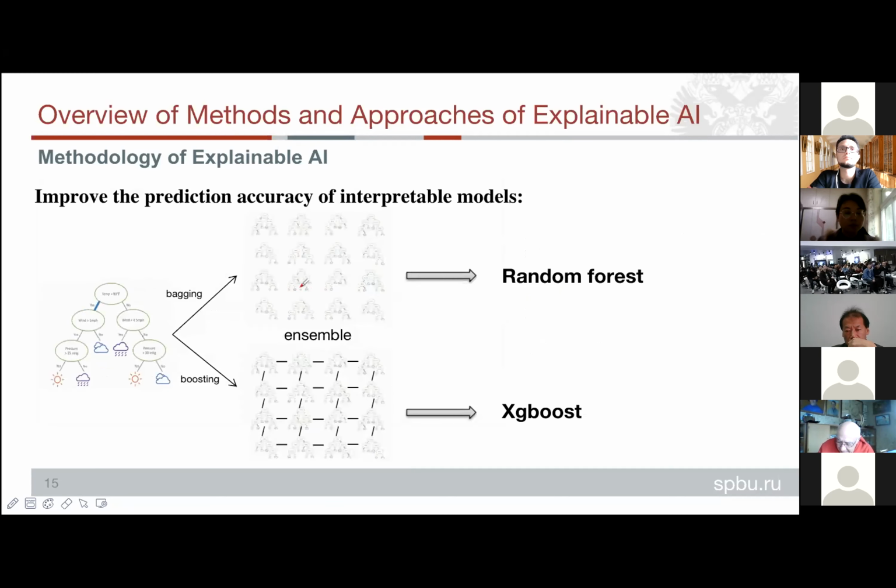Taking decision trees as an example, the accuracy of a single decision tree is very low, but when we put many decision trees together, its accuracy will be greatly improved. This method is called ensemble. If there's no strong dependency between many decision trees, this method is called bagging. It's just like putting many decision tree models in a bag and letting them output the prediction result through voting.